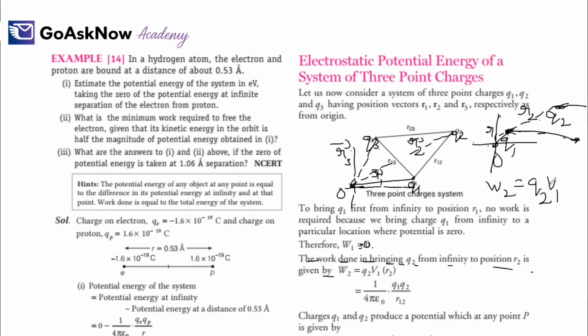And it will give you K Q1 Q2 upon R12. R12 is the distance between Q1 and Q2. If you take the difference of these distances, R2 minus R1 will come, and you can write it as R12 or R21, or you can write it R1 minus R2 also. So it will come as R12, the position vector of this distance between them.